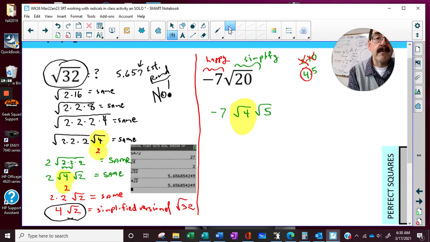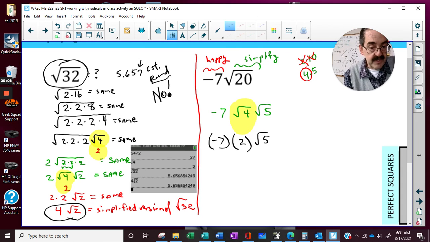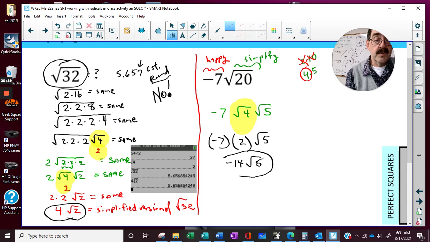So, we have -7 times 2 times radical 5. Well, we know what -7 times 2 is. And if you need to, pause the video, grab your calculator, test it. -14 radical 5 is the same as -7 radical 20.